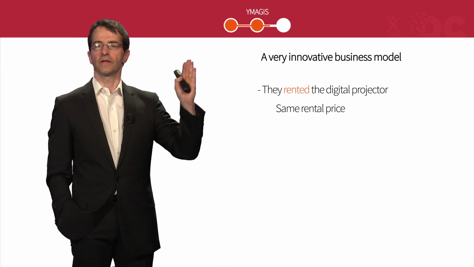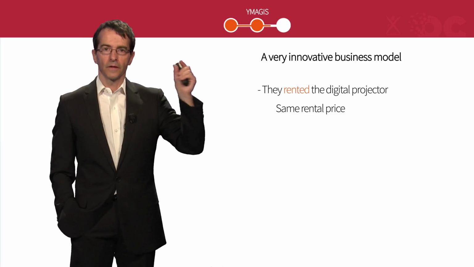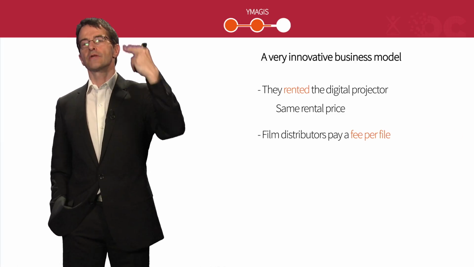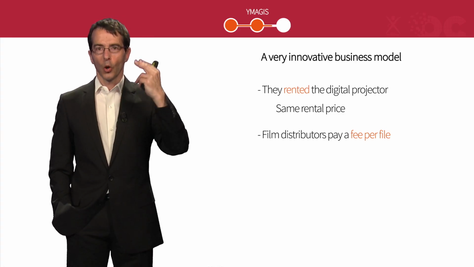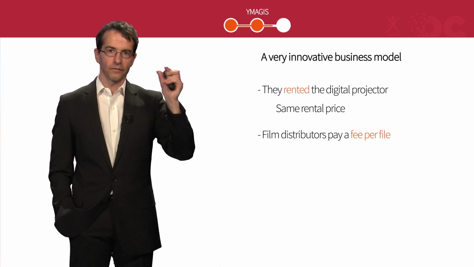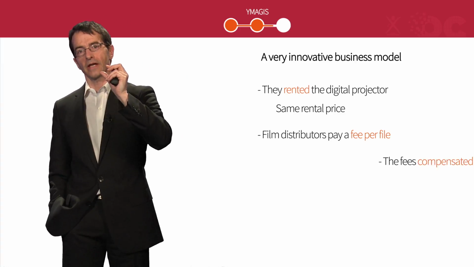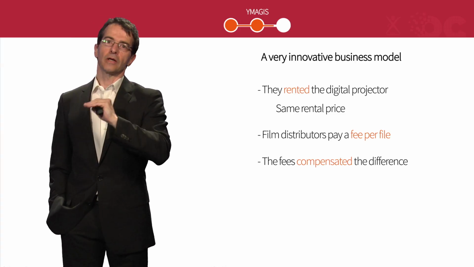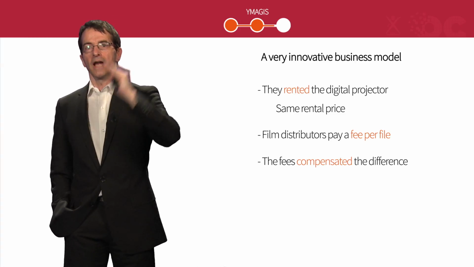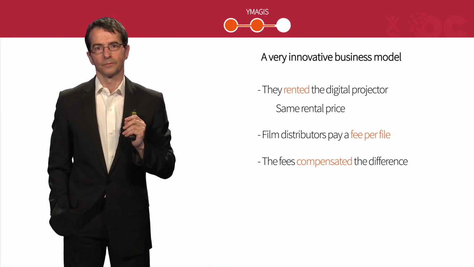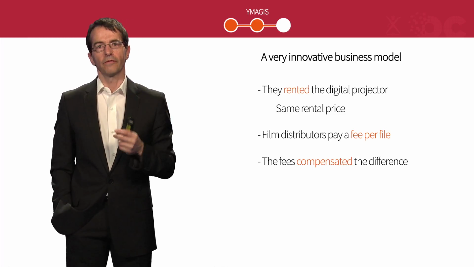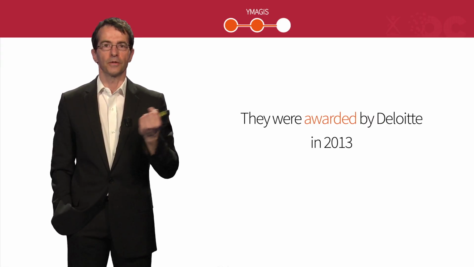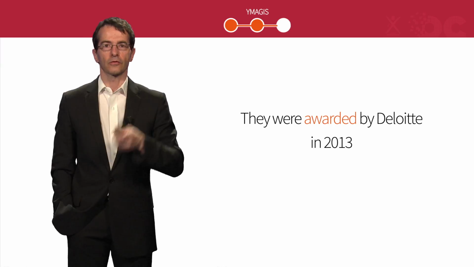And they contracted with the film distributor in such a way that the film distributor would pay them a fee every time they would distribute a file for a movie instead of a hard film copy. The whole model was built in such a way that the fees paid by the distributor actually compensates the difference between the rental price of the digital projector to the movie theater and the actual leasing price of the projector. That very creative model allowed Imagis to become one of the fastest growing company. It was awarded by Deloitte in 2013 as one of the most innovative and fastest growing company.